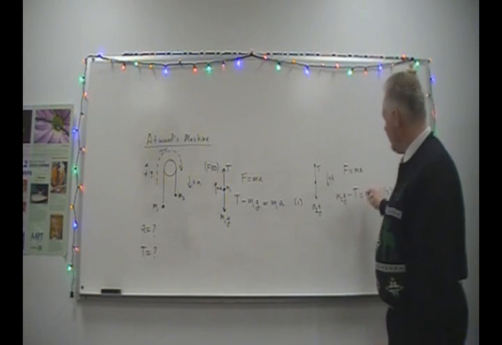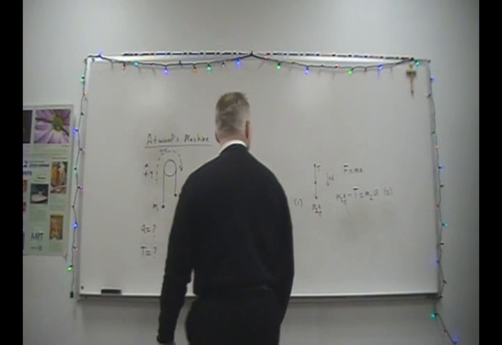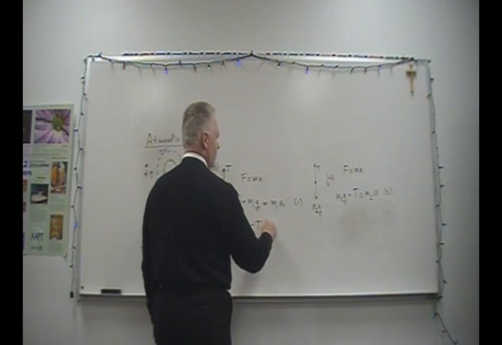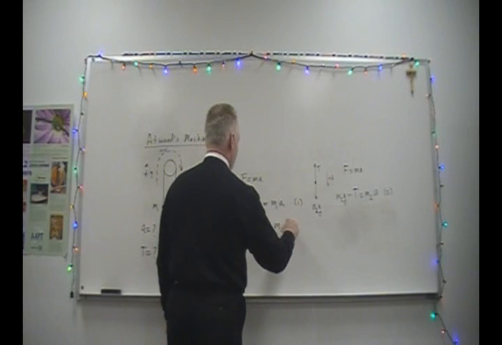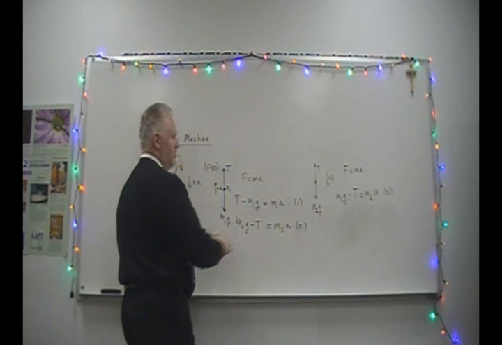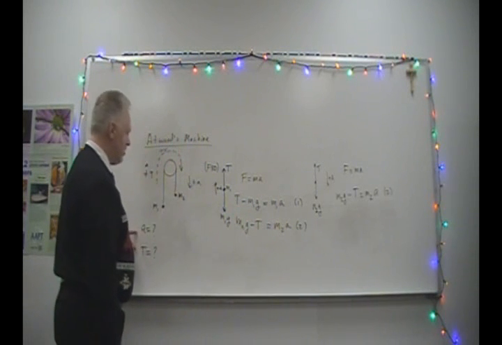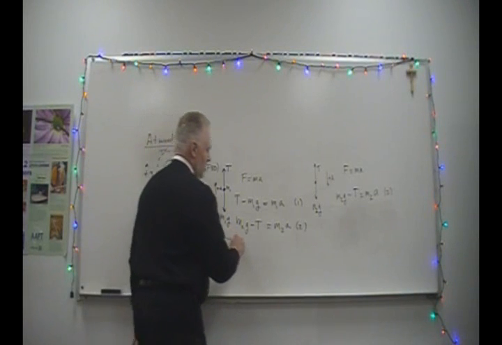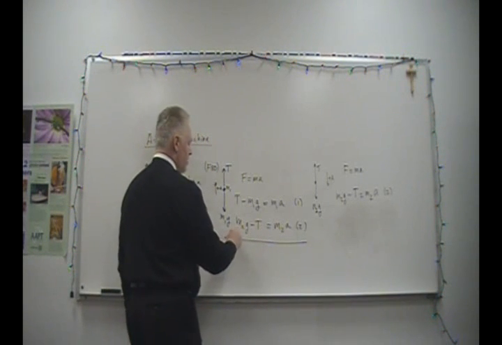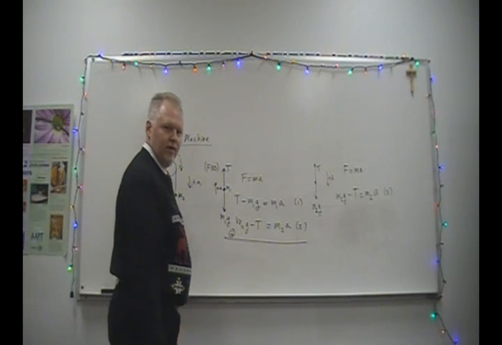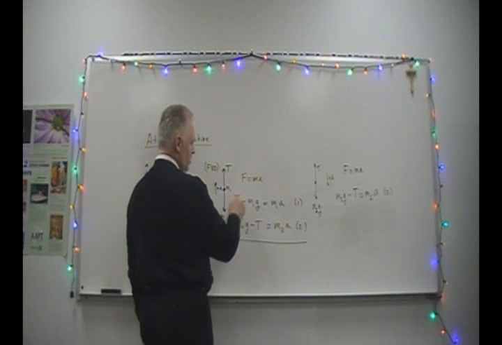So let's do that. I'm going to line these up. I'm going to bring equation 2 and put it under equation 1. And now I have two equations, two unknowns: acceleration and tension. Those are the two unknowns I'm interested in. I'm assuming I know what the masses are. And what I'm going to do is add these equations together, and through the process of elimination, get rid of one of the variables. The one I'm going to get rid of is the tension right away. I have plus T here and minus T here.